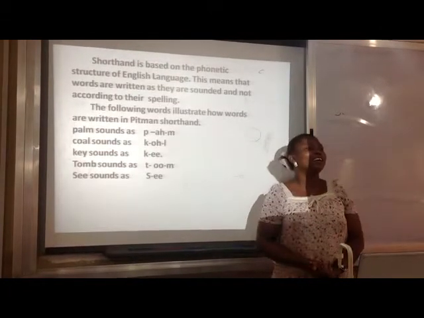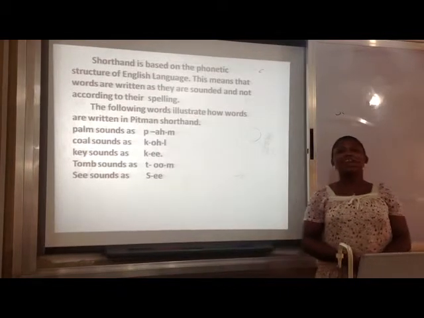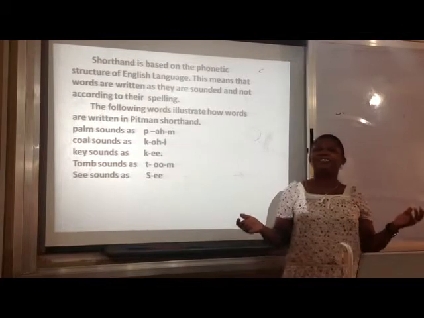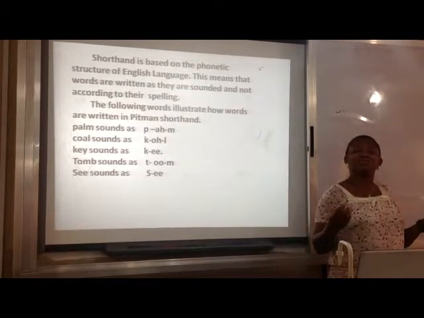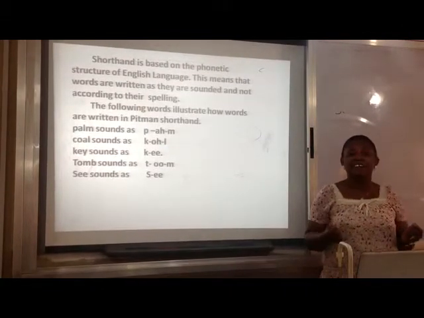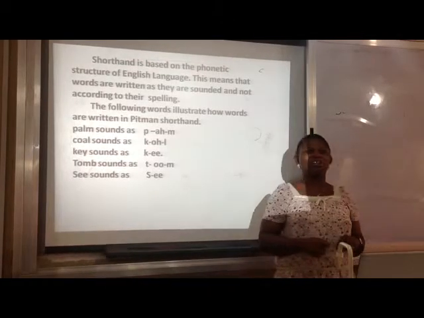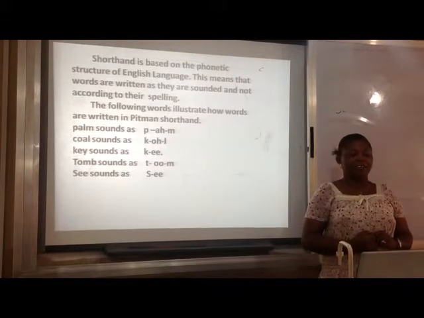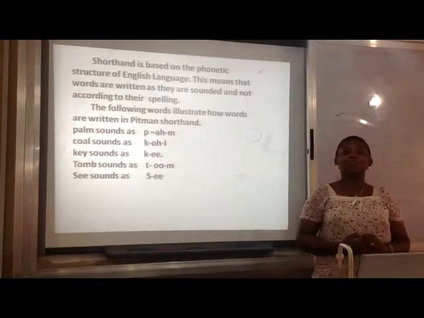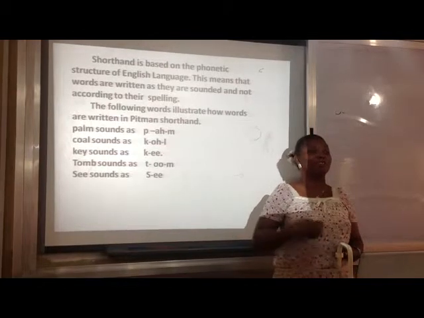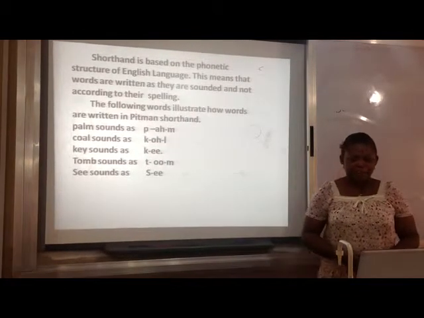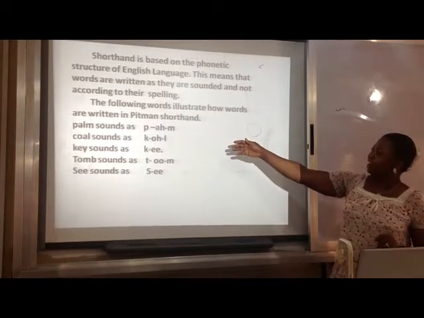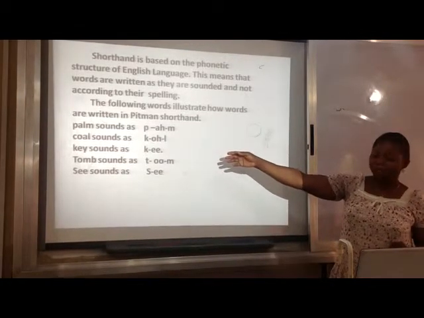Moving further, shorthand is based on the phonetic structure of the English language. And what do I mean by this? Shorthand is written according to what? Sound, just like I said earlier. It's based on sound. You don't write shorthand based on pronunciations or spellings. Meaning that for you to properly write shorthand, you should be familiar with your sounds. Now let's look at the following words. These words here illustrate how shorthand is being written.